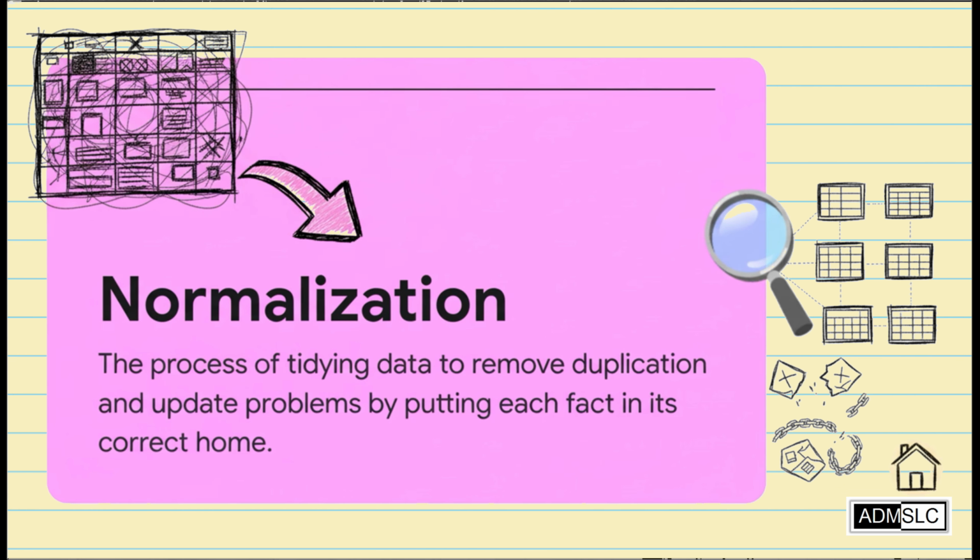Well, the process is called normalization, and you can think of it exactly like it says here. It's the formal process of tidying up our data. We're going to break down this one giant table into several smaller, much better organized ones, and we'll put each piece of information in its own correct home. The whole goal here is to get rid of that duplication and prevent all sorts of nasty problems later on.